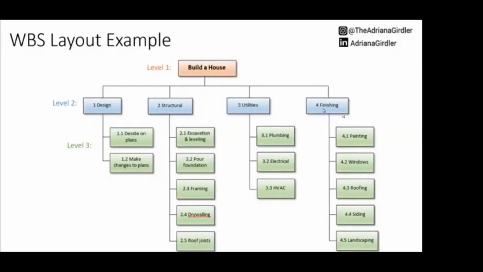And now this is where the level 3 comes in, there's even more you could break down within that level 2. If you take a look, for example, with design: decide on your plans, make changes. Let's take a look at some utilities. You have your plumbing and your electrical and your HVAC. Now, one more level that is not shown here is your level 4s. Underneath plumbing, you're going to have tons of tasks just to get all the plumbing done.